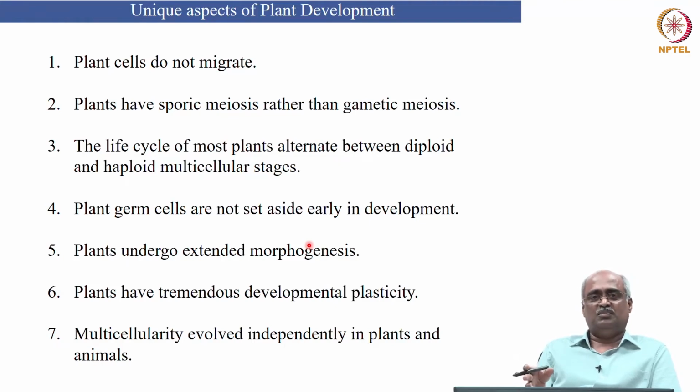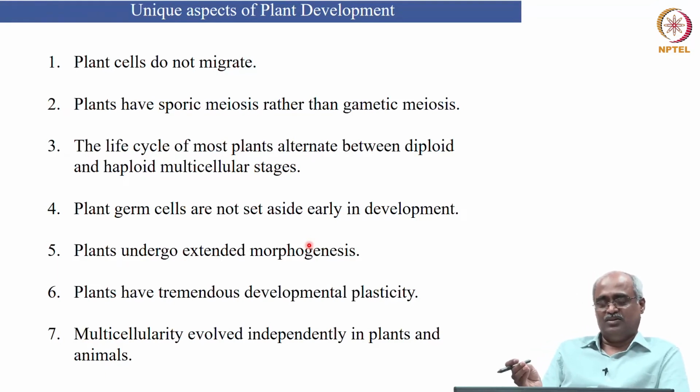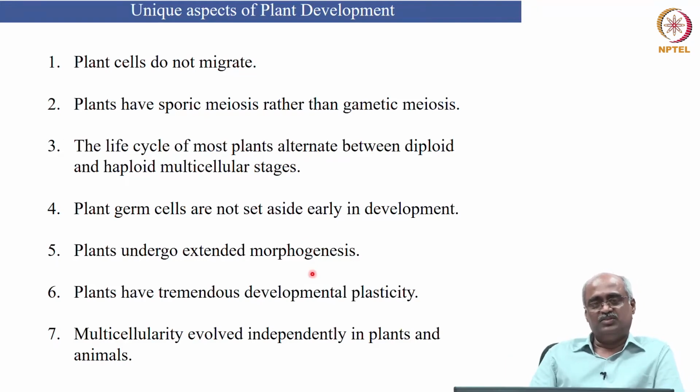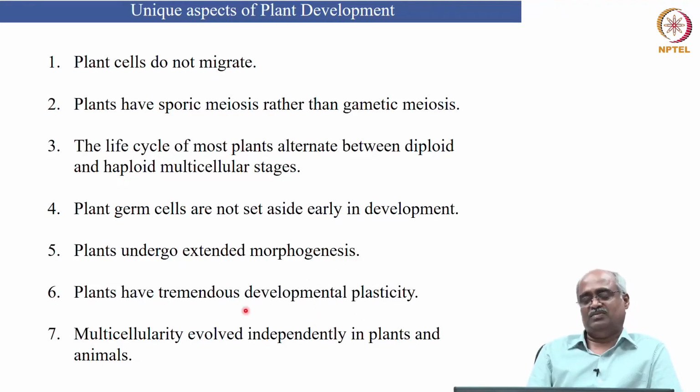New structures are not possible. I mean, regeneration of lost structures is of very limited capacity, okay. But that is not the case with plants. They undergo morphogenesis throughout their existence. And not only are they capable of undergoing morphogenesis throughout, they have tremendous flexibility in development, what we call developmental plasticity. We will learn about developmental plasticity in another context, several lectures from now.